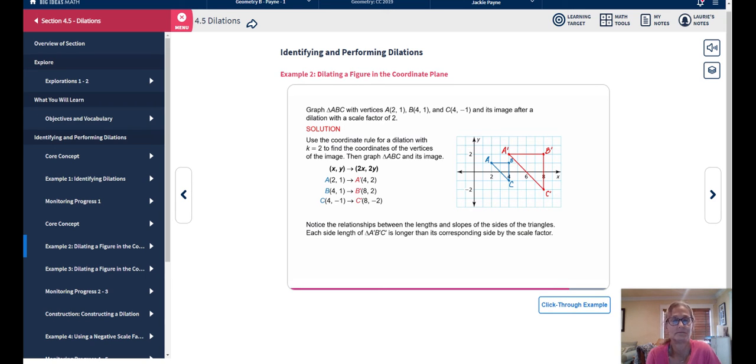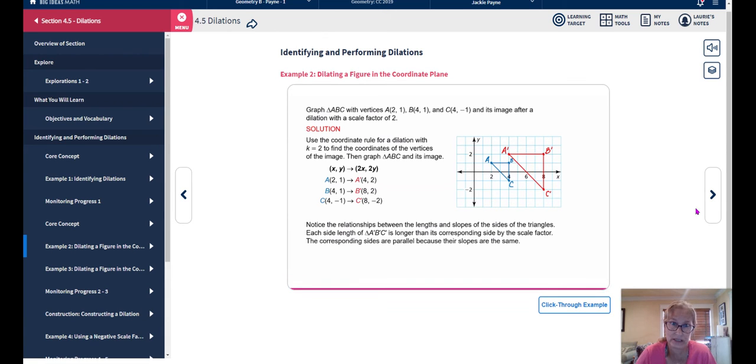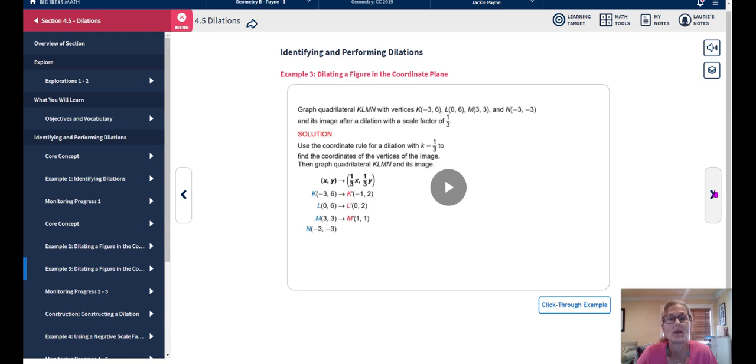Each side length of triangle A prime, B prime, C prime is longer than its corresponding side by the scale factor. The corresponding sides are parallel because their slopes are the same. So you should notice here, A prime B prime is 4 units long, AB is 2 units long. So as long as you just apply this rule, you'll get exactly the same. You should notice also that the angles are the same measurement. Okay.